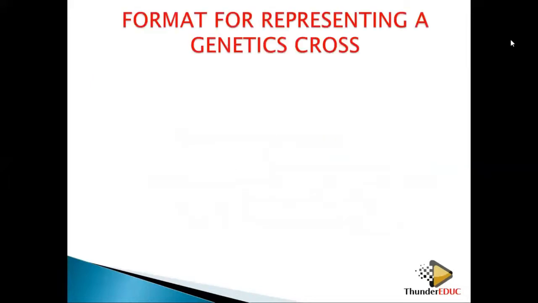Let's look at how we mark. This is how we mark in the exam, and if you miss something, then you won't get a mark. Number one, whenever they give you a genetic cross, this is what you are supposed to write. P1, which means parent one, phenotype. Phenotype is the physical expression of an organism. We get this from the question.